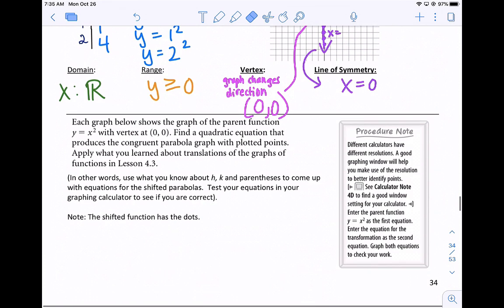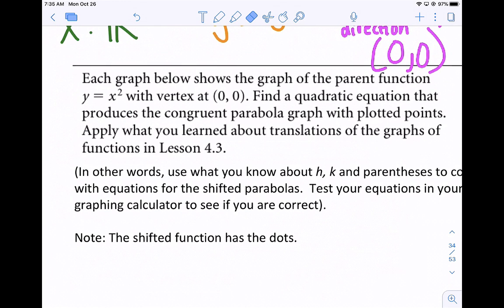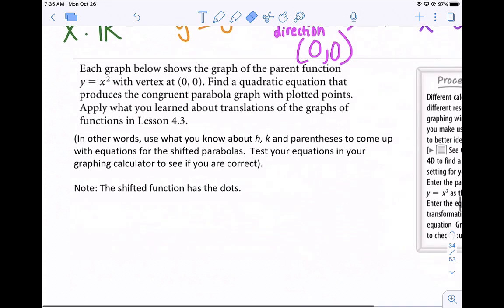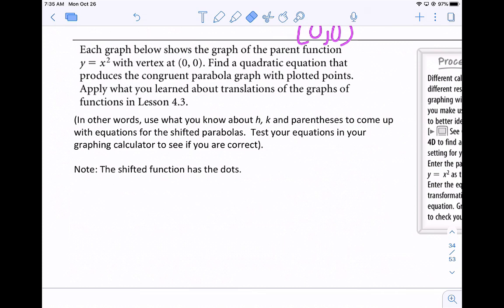So today we're going to explore how to translate this graph, this parent function y equals x squared. So it says each graph below shows the graph of the parent function y equals x squared with the vertex at 0, 0. Find a quadratic equation that produces the congruent parabola graph with plotted points. Apply what you've learned about translations of our functions from the previous lesson. So in other words, use what you know about the up and down, left and right shift, and the parentheses to come up with equations for your shifted parabolas.